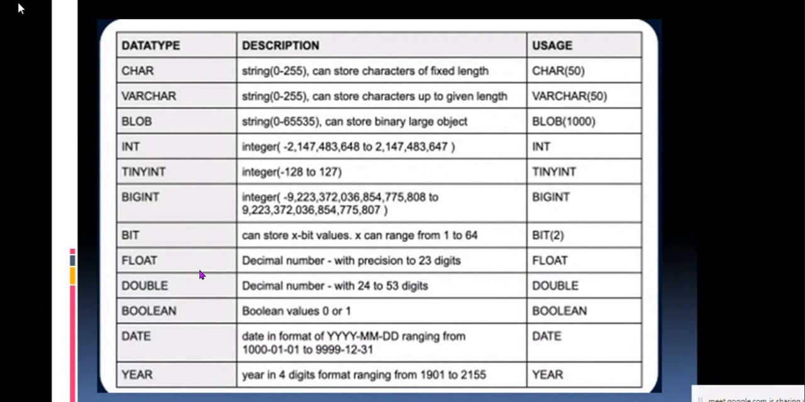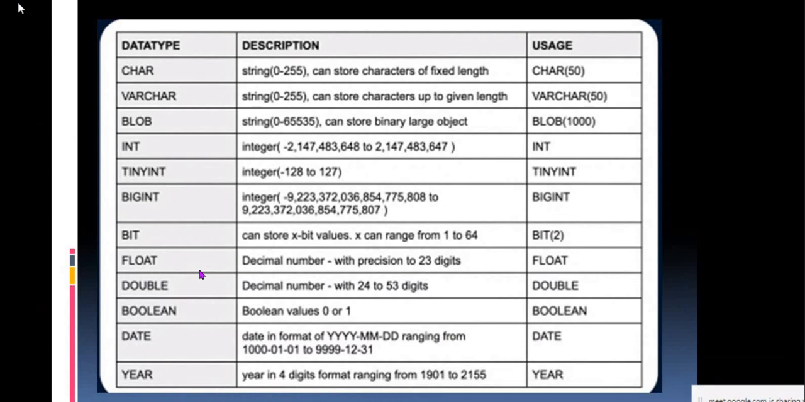Second is varchar. String, the size is from 0 to 255. It can store characters up to the given length, and we can use as varchar in bracket 50. Here also we can use it for name, address, city name, location, country name. So here also we are using string values.